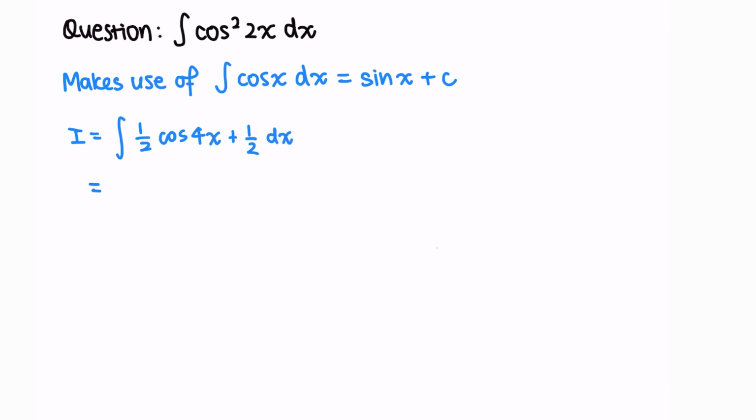Now remember, if you want to apply reverse chain rule, we want to integrate cosine ax plus b, this will be equals to sine ax plus b, and remember to divide by a. Now if you have integral of cosine 4x, this will just be sine 4x, and remember to divide by 4. So what we'll get is that this is 1 over 8 sine 4x plus half x, and remember your plus c.